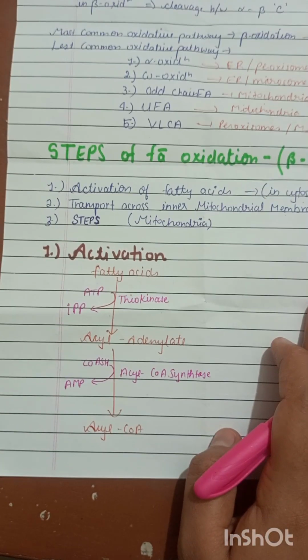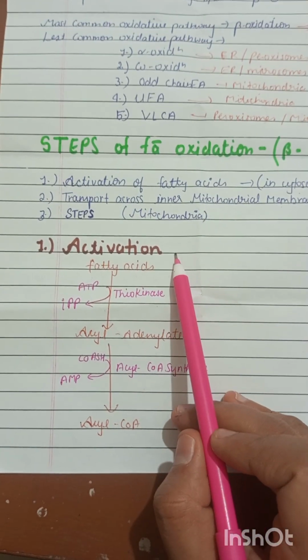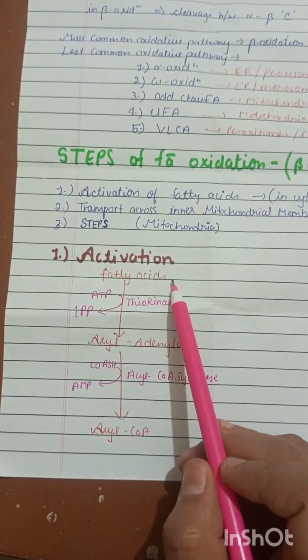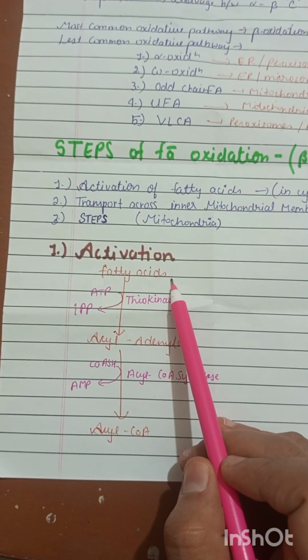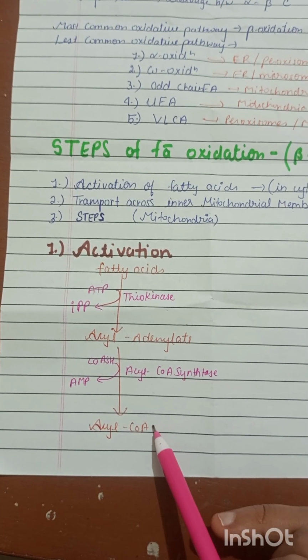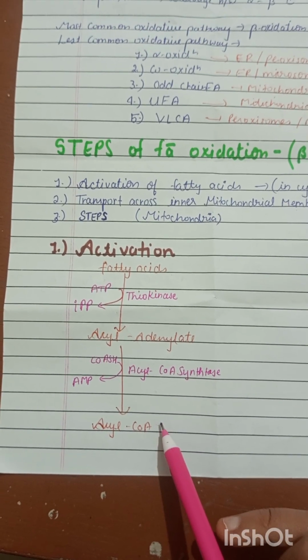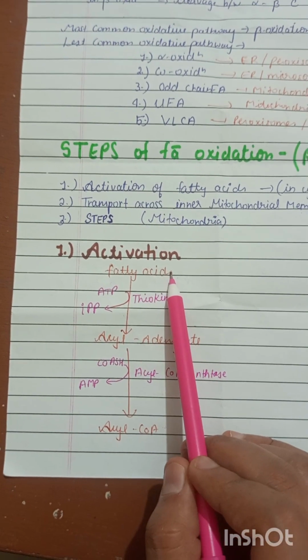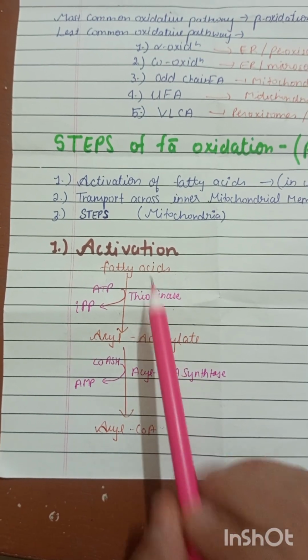So the first is activation. Activation of fatty acids occurs when they are converted into acyl coenzyme A. Acyl coenzyme A is the activated form of fatty acids. It includes two steps.